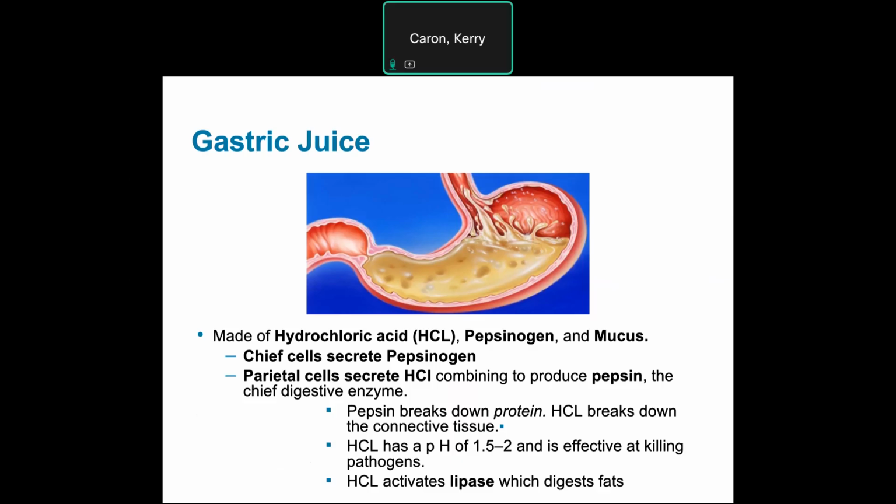Hydrochloric acid has a very low pH, 1.5 to 2, and it's effective at killing pathogens. So sometimes if you eat something and it's contaminated, just entering the stomach with that pH will kill some pathogens. That HCl also activates the lipase, which digests fat.